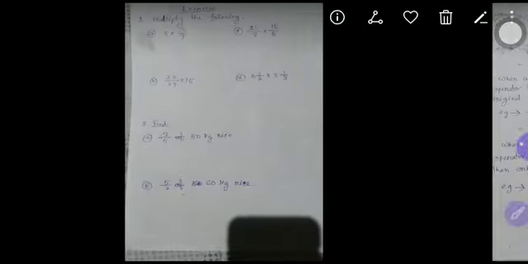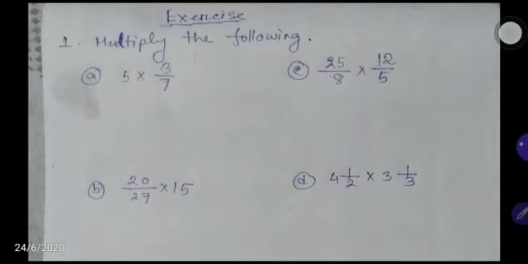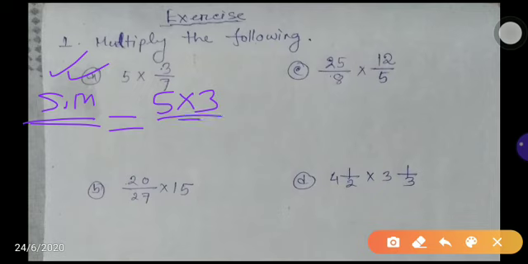Okay, so now some exercise we'll do. You see here, multiply the following. First one, you see 5 into 3 by 7. Directly I am writing here equal to. So first you see whether any common term is there or not. Okay, no common term is there. So directly we will multiply 5 into 3 and divide by 7. Okay, so 5 will come with the numerator. 5 3s are 15, and 7.